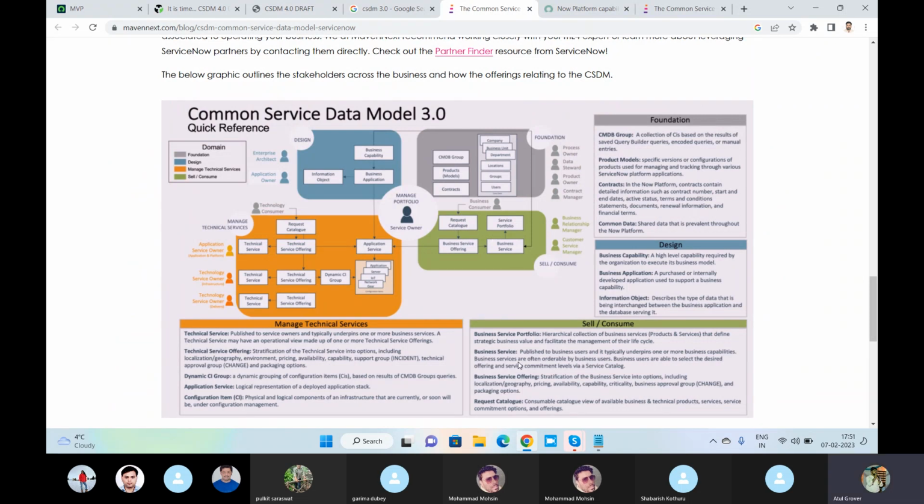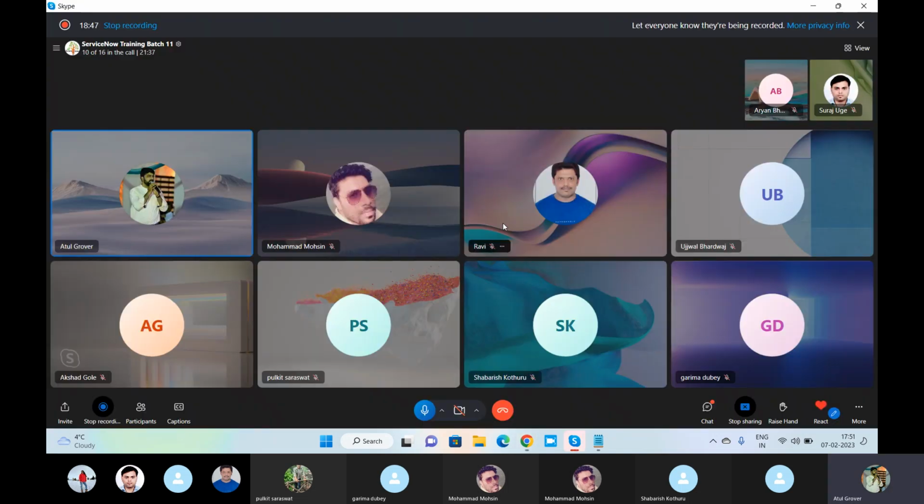Now, what is the meaning of the business service? Or let's say service portfolio, this one. Service portfolio means what I'm selling in the market.